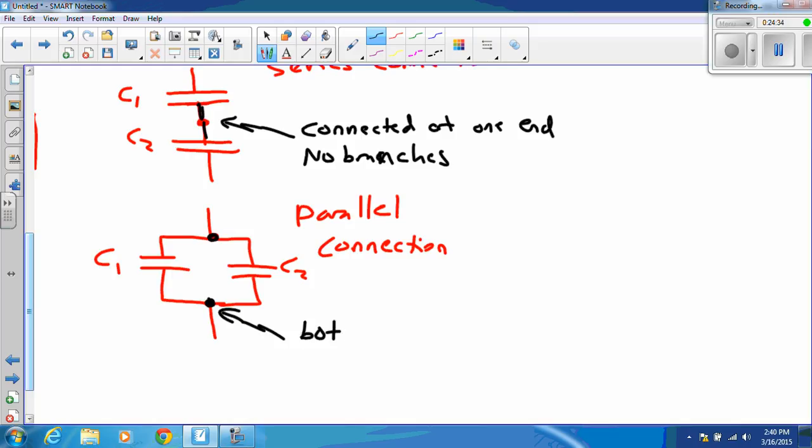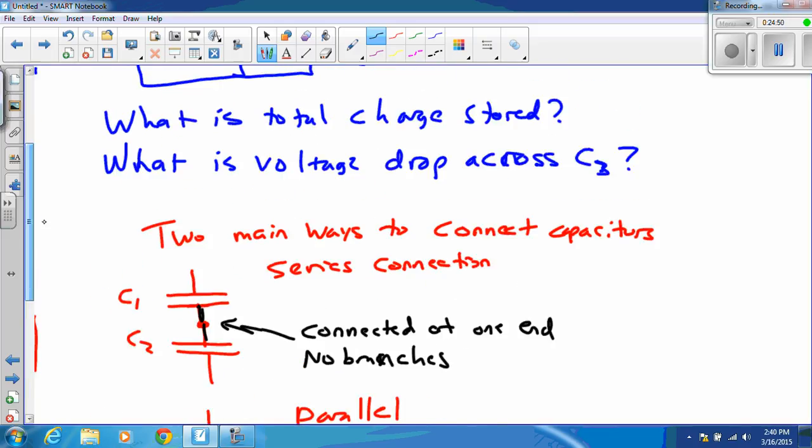Okay, so we have parallel connection. What makes these in parallel is that top and bottom, both ends, are connected. Everybody see the connection right there?